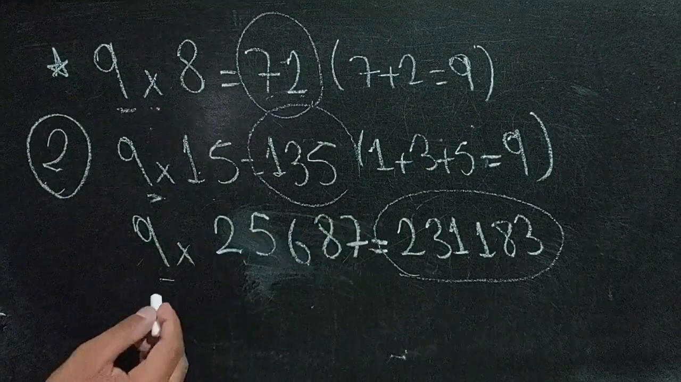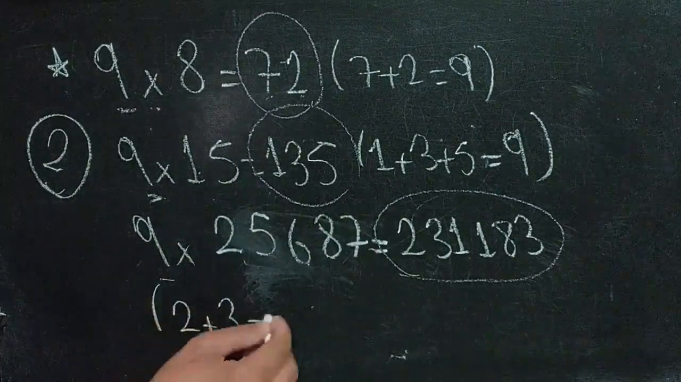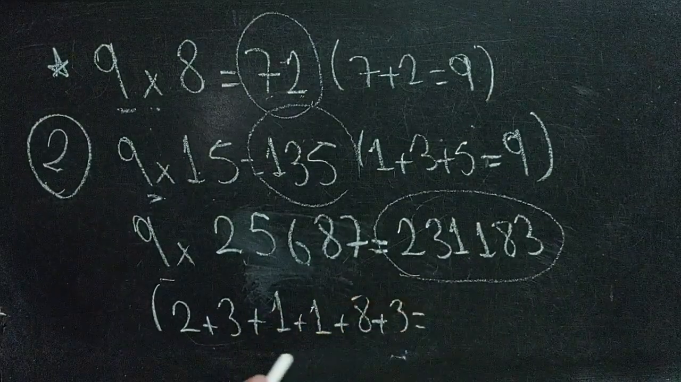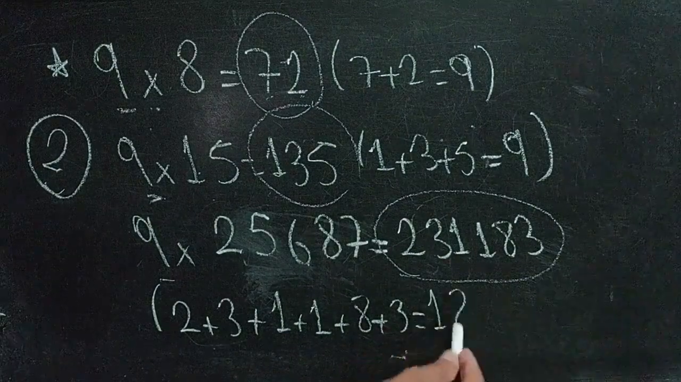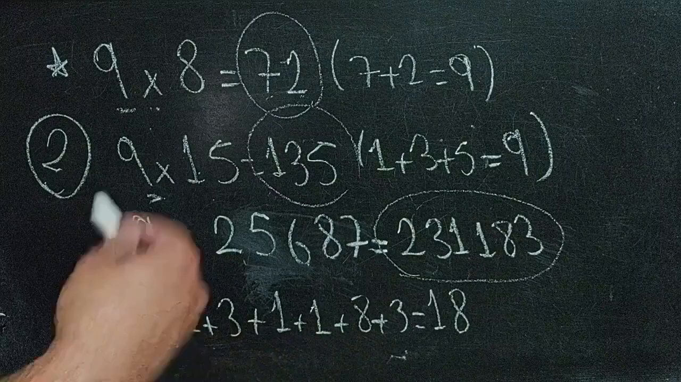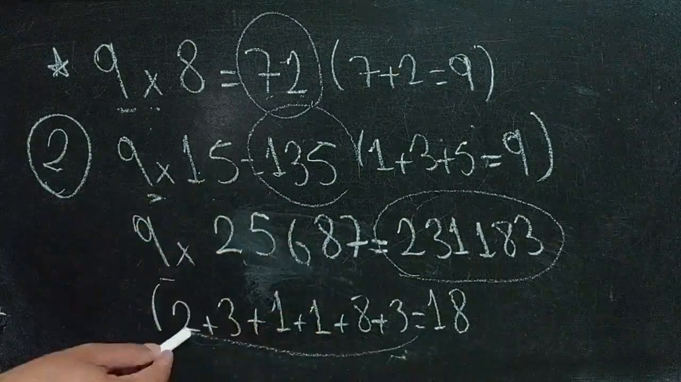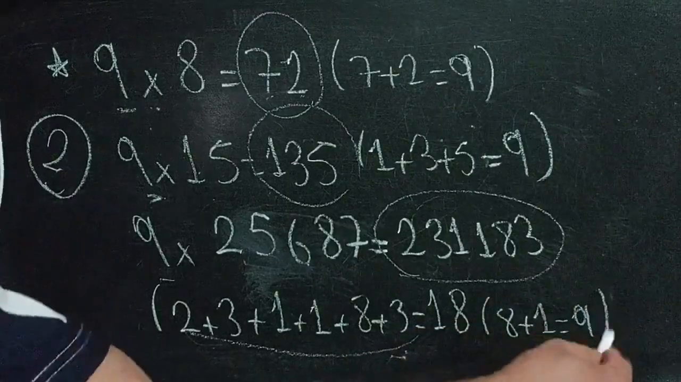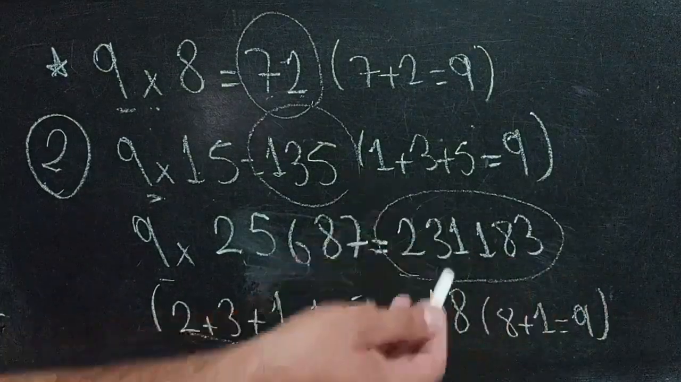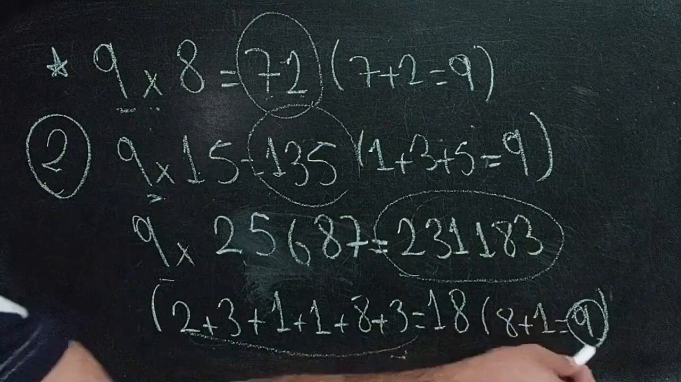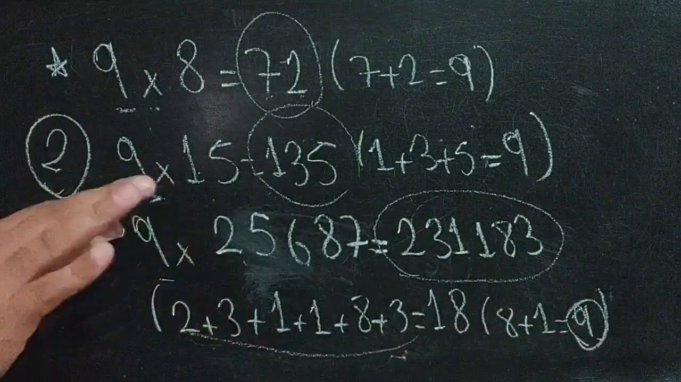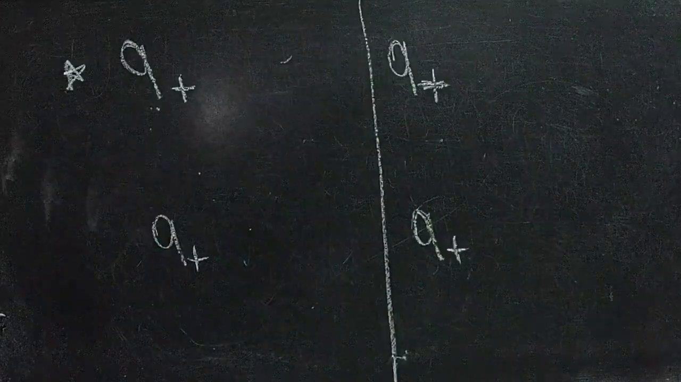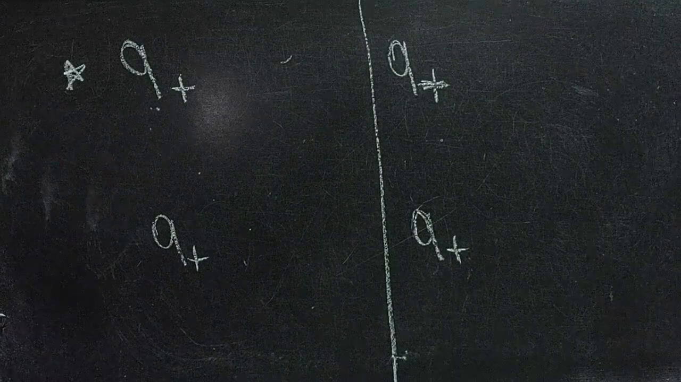And sometimes you will have a number like 231183. When you add all those digits to each other, you are going to get 18. It is not 9, so you repeat this operation again. 8 + 1 now is going to be 9. Maybe sometimes you are going to repeat a few times, but finally you are going to get 9 again. For any number, doesn't matter what you have. You think still the 9 is not amazing?